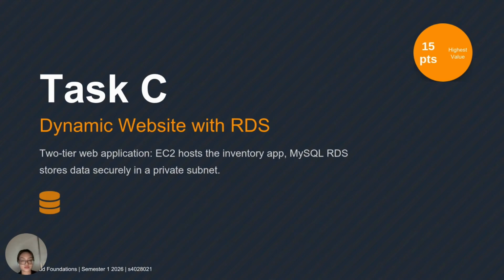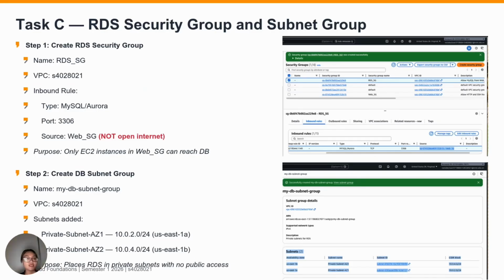So here I created a security group, RDS_SG, with a single inbound rule, which only allows MySQL on port 3306, sourced from web_SG only, and it is not open to the internet. So this ensures only the web server can reach the database, which is the principle of least privilege.